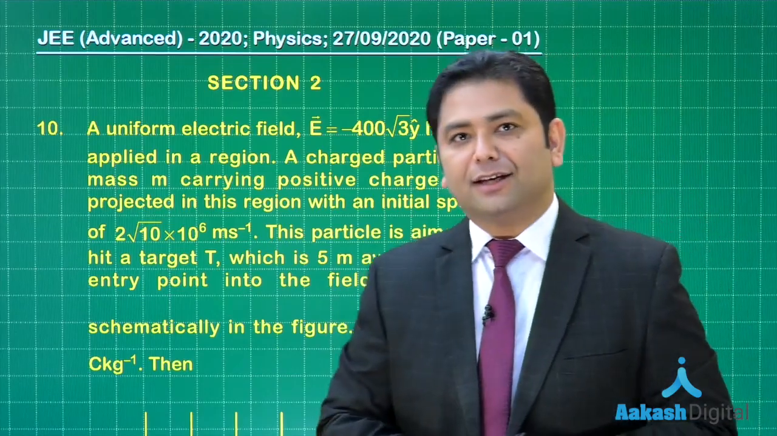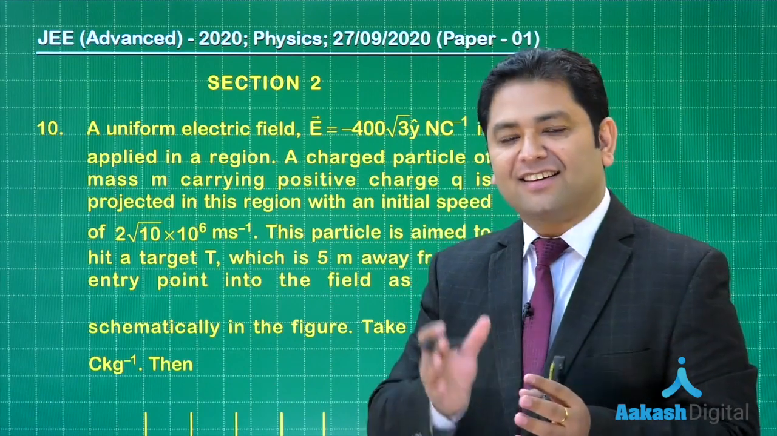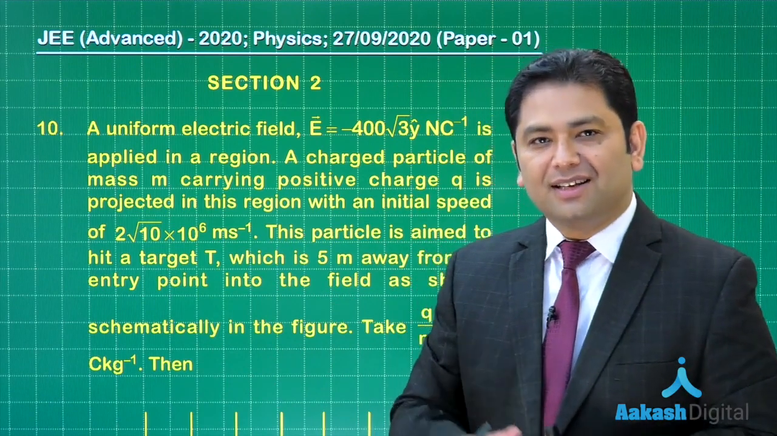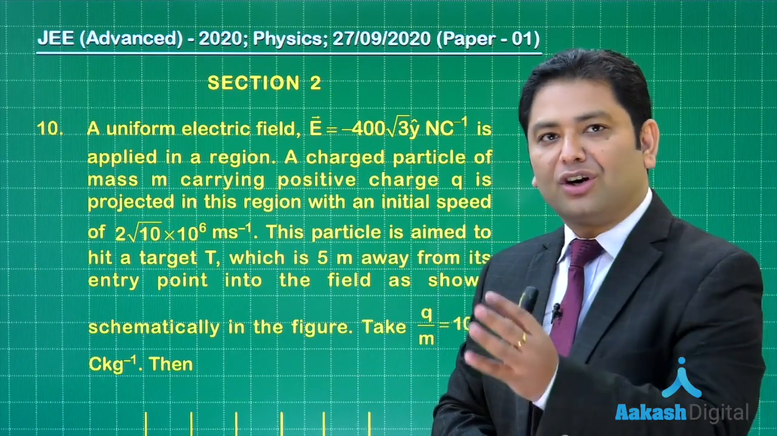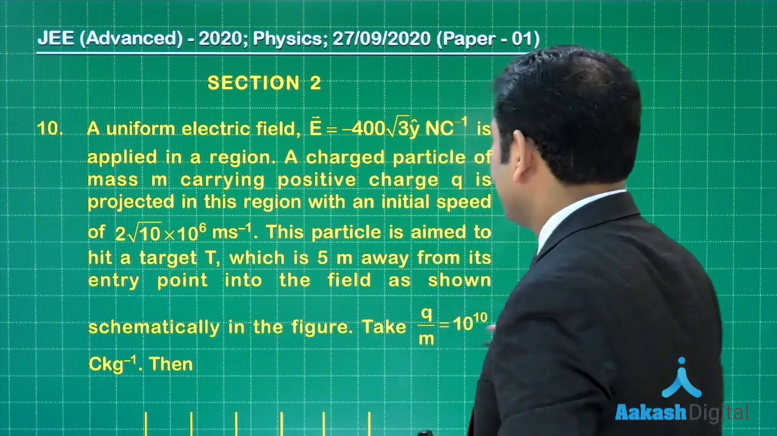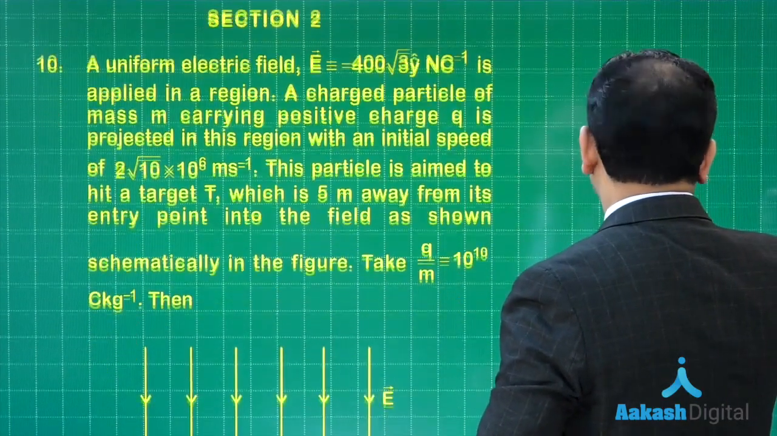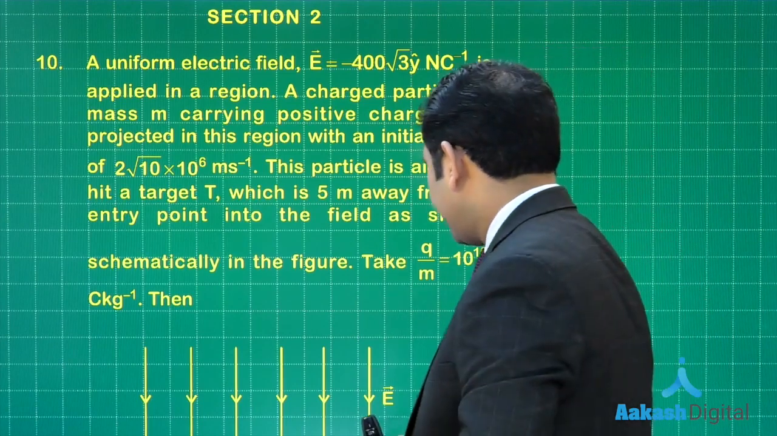Question number 10, a regular question where the idea of electrostatics and kinematics both are involved. Essentially, we study this part under the heading motion of charged particle in electric field. And let's see what the question is all about. There is an electric field given that's in the negative y direction.